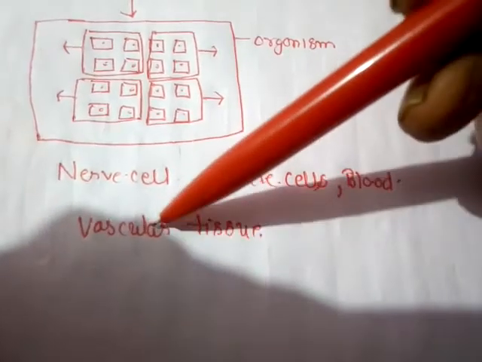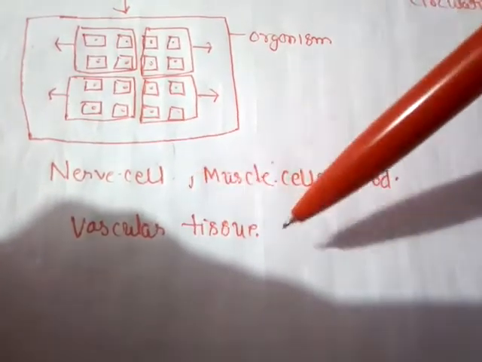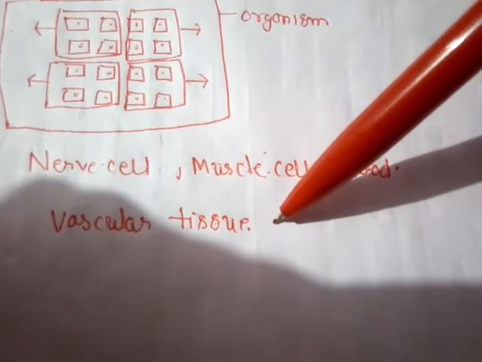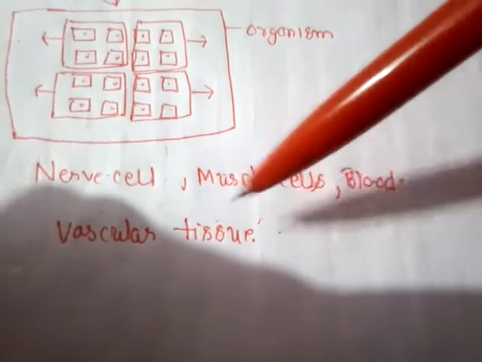Similarly, in the case of higher plants, you can see the water and the food is conducted with the help of a specialized group of cells, and these groups of cells are called vascular tissues. They are the xylem and phloem.